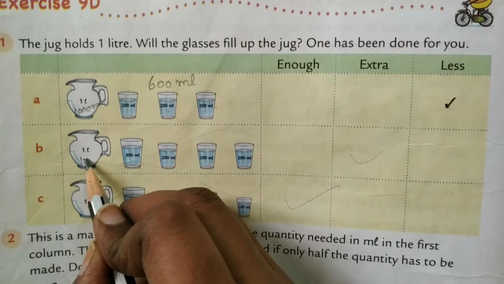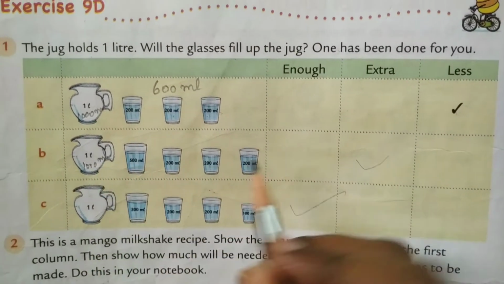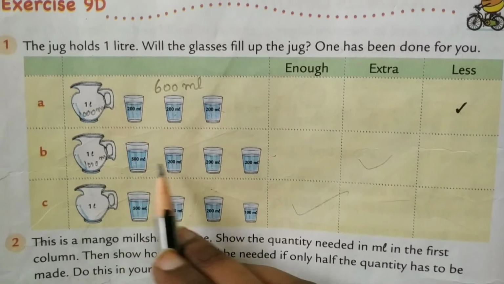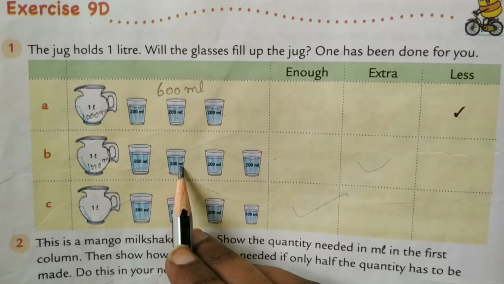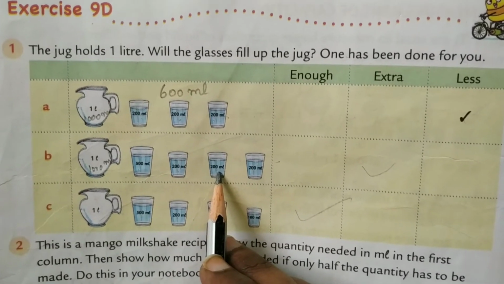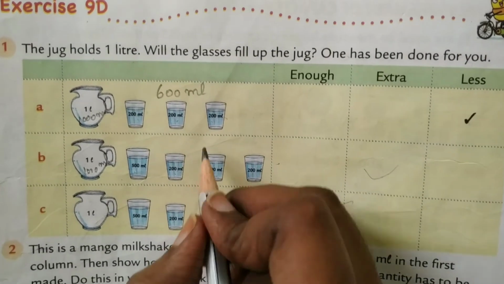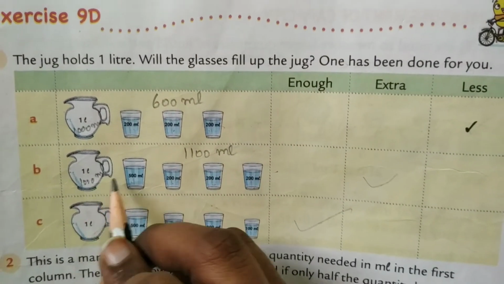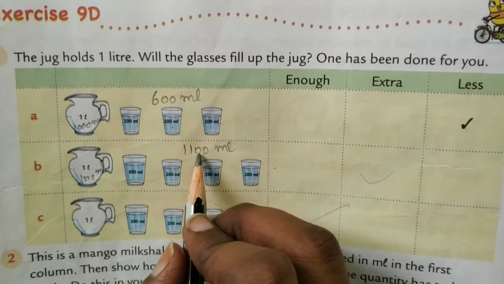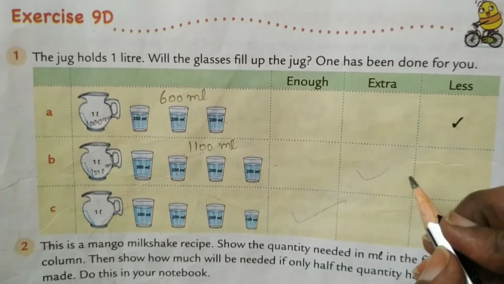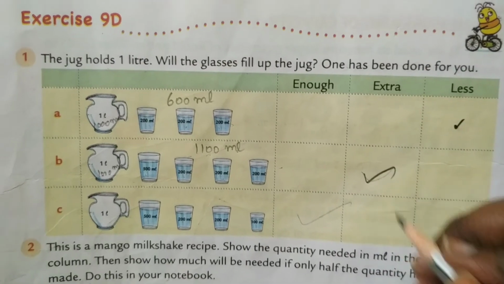So we all know that this is 1 liter, so 1000 mL. So we are going to add this one. So 500 plus 200 is 700. So 700 plus 200 is 900. So 900 plus 200 is 1100 mL. The jug itself is 1000 mL only, but here we have 1100 mL. So this is extra, right? So put a tick in extra.